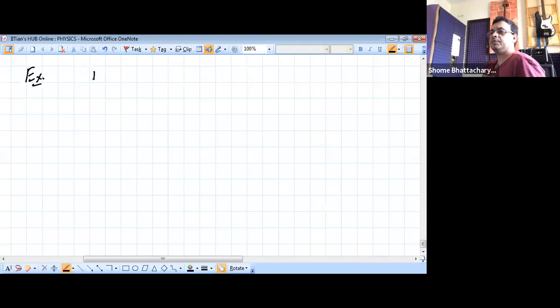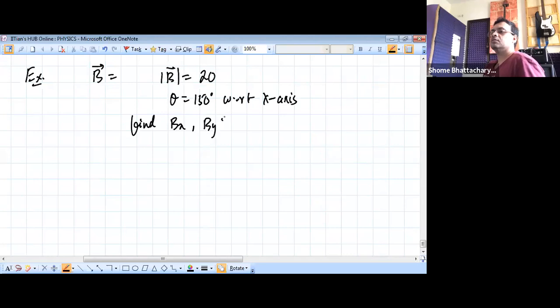Now, for example, if I have a vector b such that the magnitude of that vector is 20 and the angle is 150 degrees with respect to the x-axis. Now I say find bx and by and express the vector b in component form.